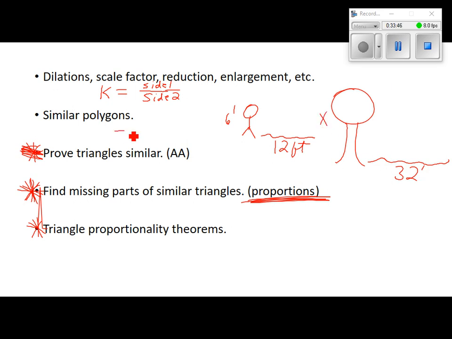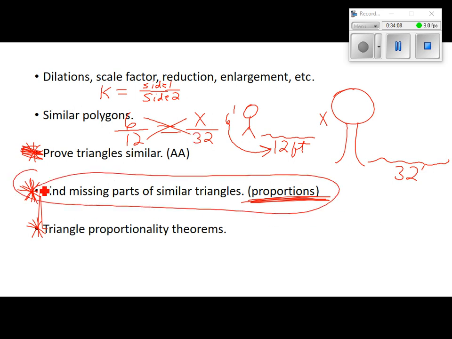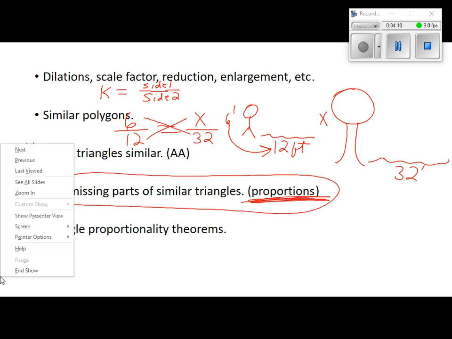What would we set up there? Well, 6 over 12. 6 compares to 12. So Miranda's going from here to there. Then what's going to have to be the other one? X to 32. Is that the way you have to set it up? No. But if that's the way she sets it up, that's fine. Then you cross multiply and you solve. Again, important. Guarantee you several of those on the test.